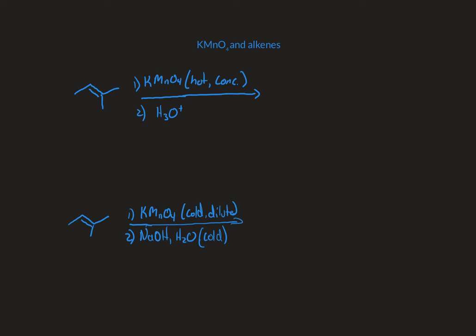The next reaction I want to talk about is KMnO4 and alkenes. And this can actually do a couple of different things. KMnO4, or potassium permanganate, if it's hot and concentrated, will give you the same products as if you did ozonolysis followed by oxidative workup. And so in this case, it would give you the carboxylic acid here, or the acetic acid, plus acetone, where we just cleaved this bond, and this half of the molecule went to form acetic acid, and this half of the molecule went on to form acetone.